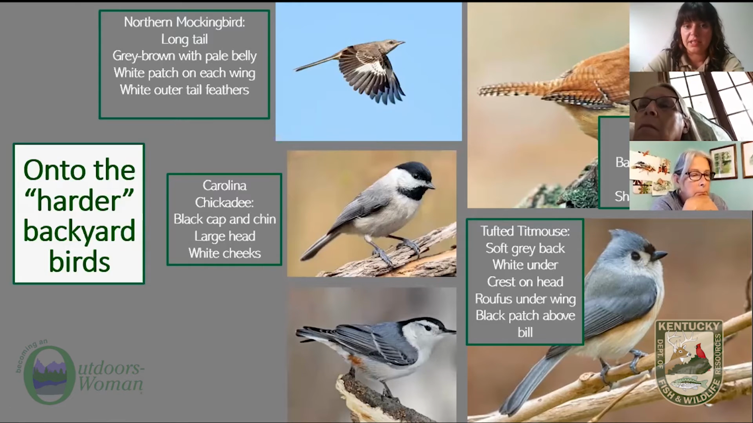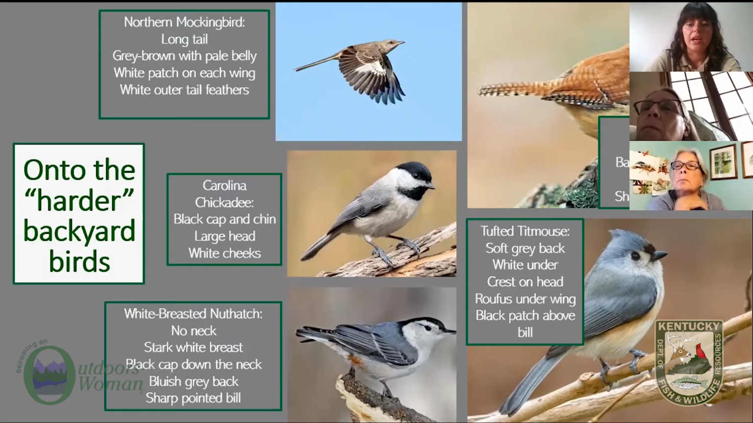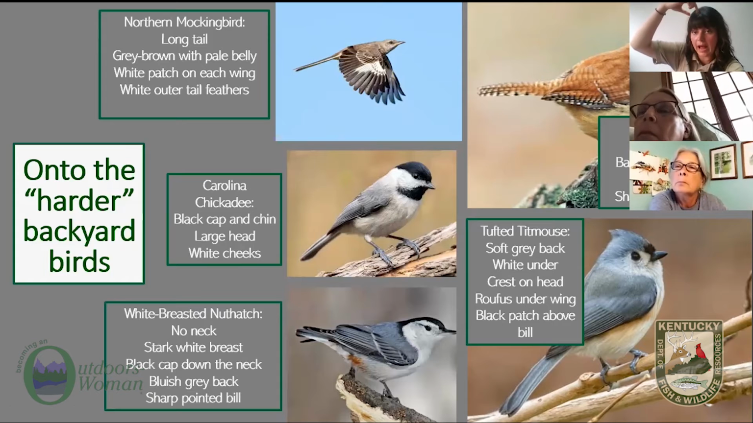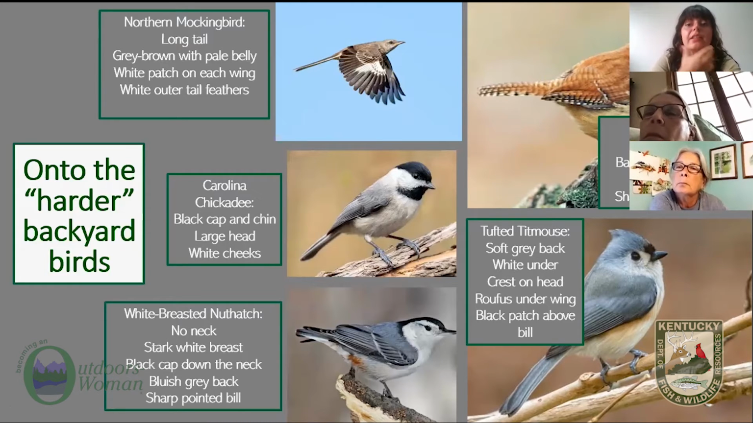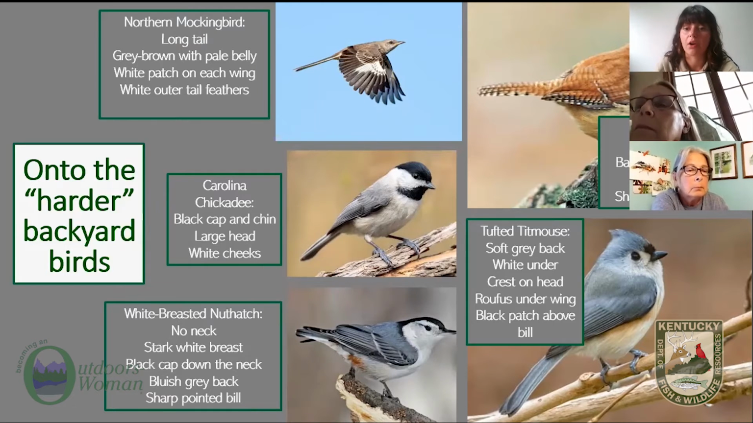This is your white-breasted nuthatch. So chickadees and nuthatches can easily be confused because they have similar coloring going on here. The main differences are that the white-breasted nuthatch has a stark white breast, and only the black cap goes from here down to the neck, whereas on the chickadee, he's got a black chin as well. They also have a bluish gray back, and they have a really sharp pointed bill. The chickadee's bill is real tiny and short, whereas the white-breasted nuthatch's is long and pointy.